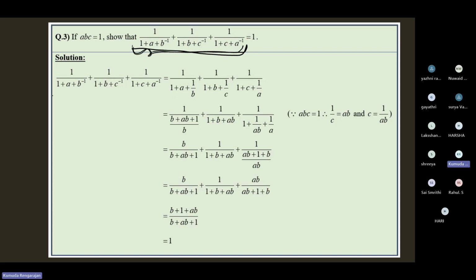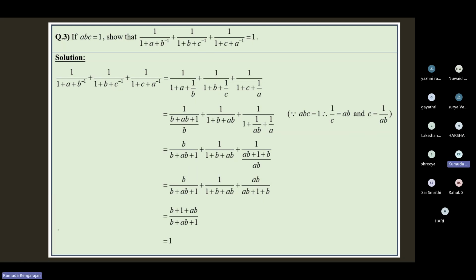Yeah, so this is the left hand side, this expression. The first step: B to the power minus 1 is 1 by B. C to the power minus 1 is 1 by C. A to the power minus 1 is 1 by A. That's the first step, nothing else. No other changes made. We just write these as 1 by B, 1 by C, and 1 by A.